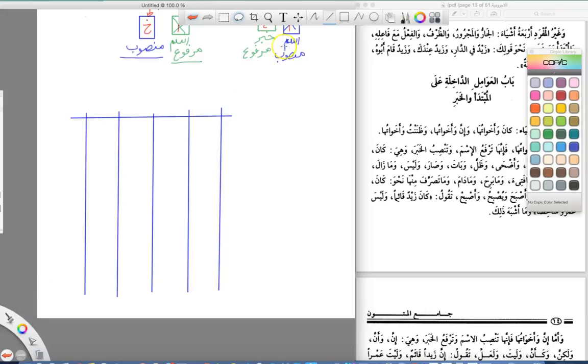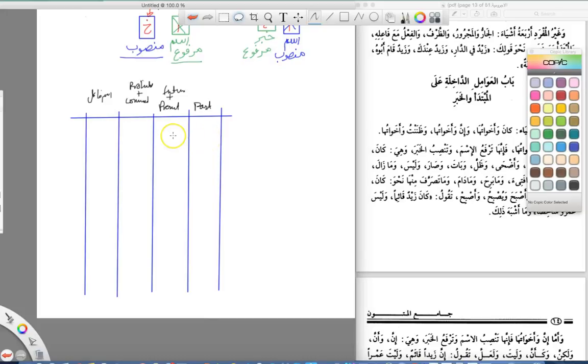The way it's going to work is like this. We're going to put past in here, then present and future, which is the same. We're going to put command and prohibition. And we're going to put ism fa'il. So there are these 4 categories. Everyone done that? Okay, now let's go down.